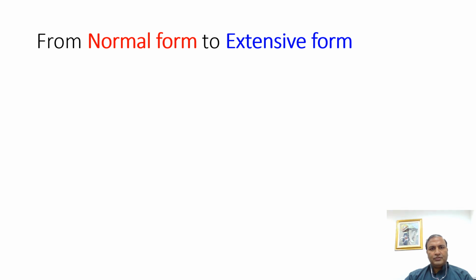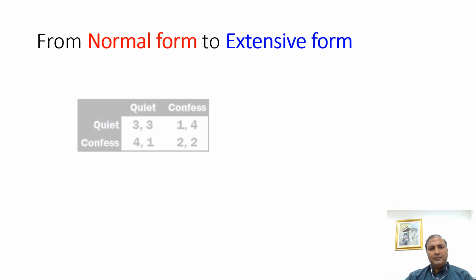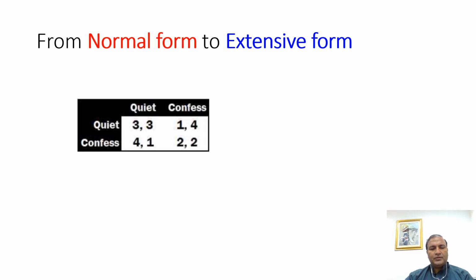So now I'm going to show you how to transform normal form game into an extensive form game. So this is a normal form game or simultaneous move game of Prisoner's Dilemma. If you remember, we have two players, player 1 and player 2, and player 1 and player 2 have the option to choose quiet and confess. And remember that this is simultaneous move game, which means that player 1 and player 2 have to choose their action at the same time.